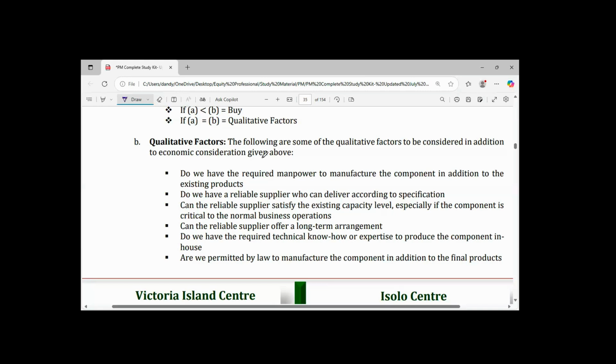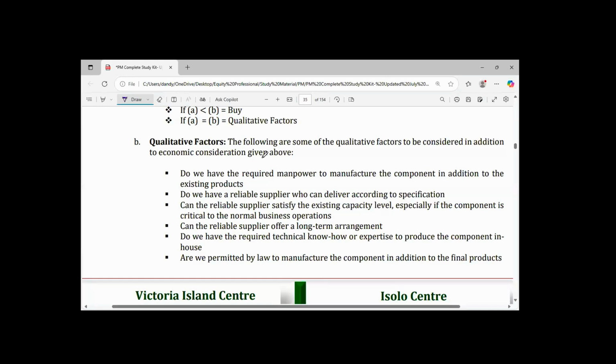Let me add two more factors on the perspective of the contractor. One factor you need to take into consideration is that the company will need to ask this question: do we have a reliable supplier who can deliver according to specification? The way you want your product or your component to be, do you have a reliable supplier who can deliver according to how you want it, according to your own design? All right, that's number one factor.